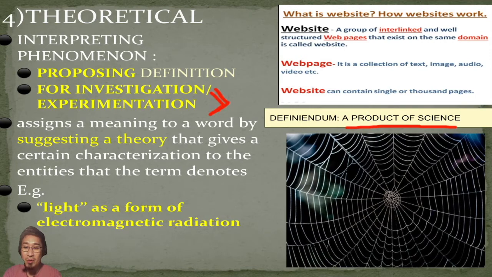So, yung definiens dito assigns a meaning to a word by suggesting a theory that gives a certain characterization to the entities that the term denotes. So meaning to say, if I'm going to propose a definition for a specific definiendum here, it has to undergo a certain experimentation and then investigation. Kasi nga, ang theoretical definition is more on interpreting a certain phenomenon utilized by science. Okay, yun ang definition for theoretical definition.